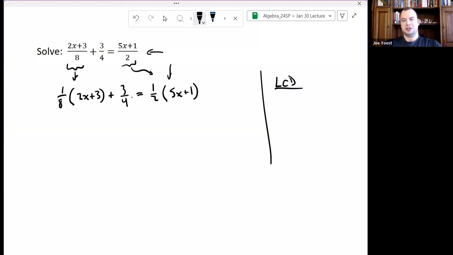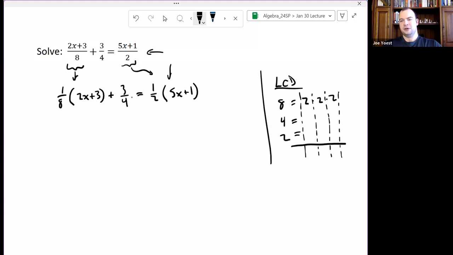I'll find my LCD and I see my denominators. If I go along here, my denominators are 8, 4, and 2. 8 is 2 times 2 times 2. That's its prime factorization. So I have a first 2's column, a second 2's column, and a third 2's column. 4 is 2 times 2, so it fills in the first and second columns, and 2 is just 2, so it fills in only the first column. 2 times 2 times 2 is 8. It turns out that our LCD is just 8.